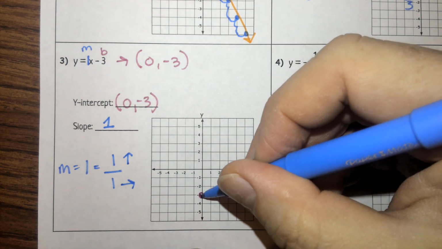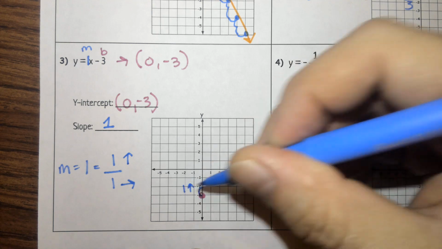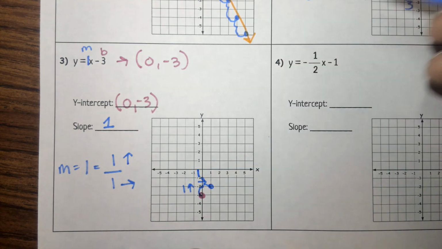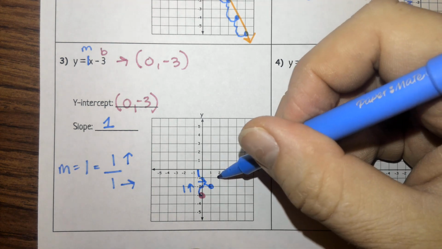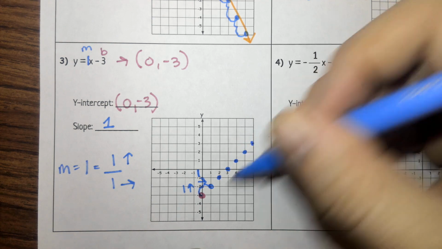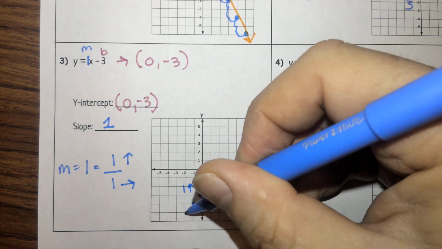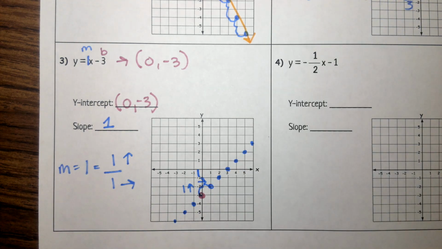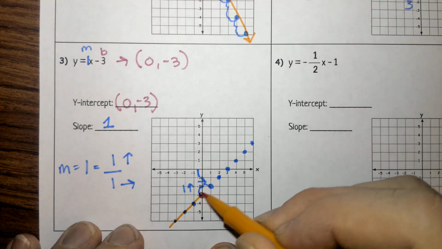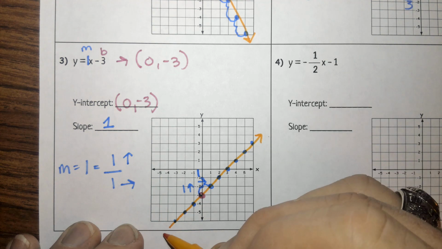So from this point, I go up 1, right 1, and put a point. So I can go up 1, right 1, up 1, right 1. So I can keep going. And I can go backwards. Make a straight line. So you connect all the dots the best you can.